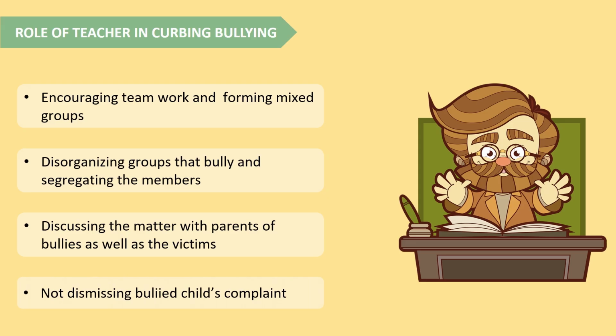And you could surely discuss the matter with the parents of bullies as well as the victims. You need to tell the parents of bullies that there is nothing to be proud of, but rather they should talk to their children so that they stop bullying. And you can also call the parents of the victims so that they know that their child is being bullied and he or she has been putting up with it or is finding it difficult to put up with it.